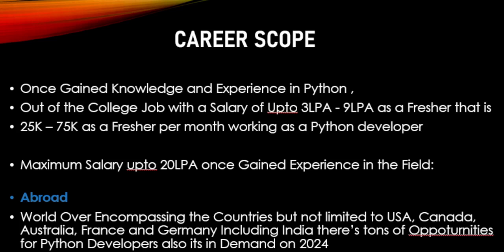Career scope for Python. Once you gain the knowledge and experience in Python, say you are starting to learn Python while you are studying in 12th standard. Assume that you are pursuing 12th grade right now. By the time you finish college using our course, you will gain the necessary knowledge which is really required to crack a job in the industry, and you can gain a salary starting from 3 lakhs per annum up to 9 lakhs per annum as a fresher. That is 25,000 to 75,000 per month as a fresher, working just as a Python developer. The maximum salary can go up to 20 lakhs per annum once you gain experience in this field.